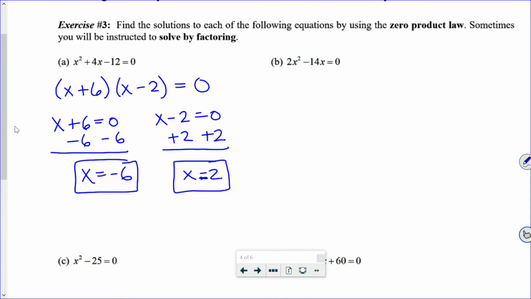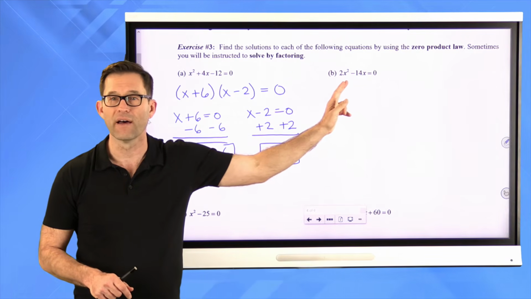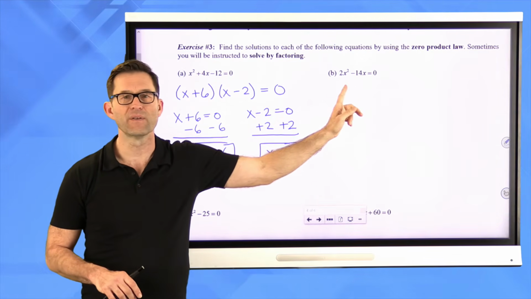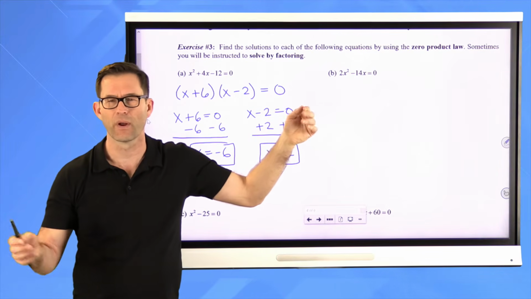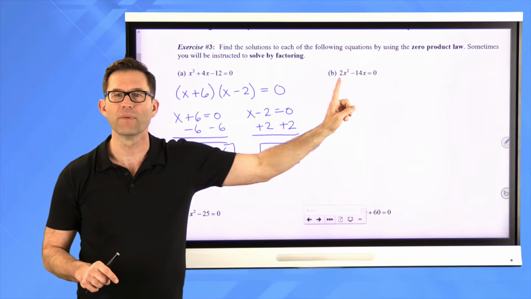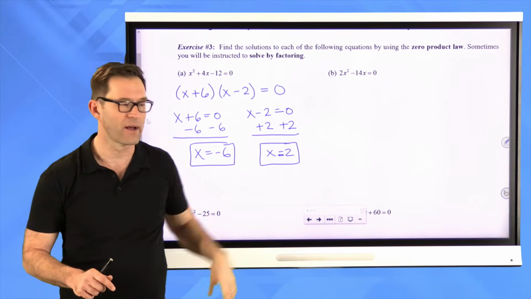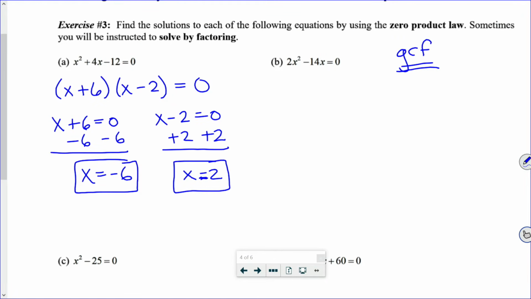Here we've got 2x squared minus 14x is equal to 0, right? Now, the zero product law is only helpful for me if I can factor that left-hand side. Well, this time I don't have a trinomial, so that's out. I also don't have the difference of perfect squares, like x squared minus 9 or x squared minus 36. But I do have a GCF, because there's a 2 that goes into both 2 and 14, and there's an x that I can also factor out. So this is simply GCF factoring on this one. And in fact, I can factor this as 2x times x minus 7 equals 0.